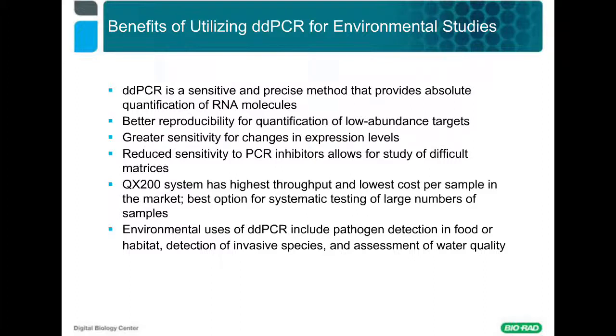It also provides a reduced sensitivity to PCR inhibition, which allows for the study of difficult matrices. A team of scientists actually tested many different known PCR inhibitors, and determined that on average digital PCR resisted higher levels of these inhibitors than qPCR. The QX200 system also has a much higher throughput and lower cost per sample in the digital PCR market, which makes it the best option for systematic testing of large numbers of samples.